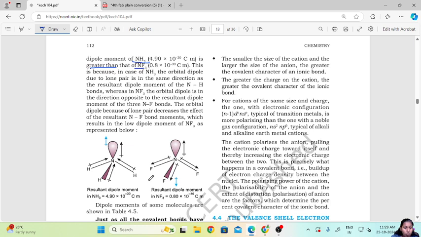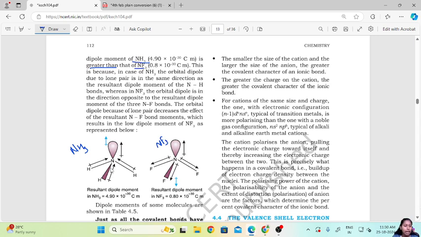Here you can see, this is the NH3 molecule and this is the NF3 molecule. Both have similar structure but their dipole moments differ. Now why does NH3 have a greater dipole moment than NF3? This is because in case of NH3, the orbital dipole due to the lone pair is in the same direction as the resultant dipole moment of the NH bonds.